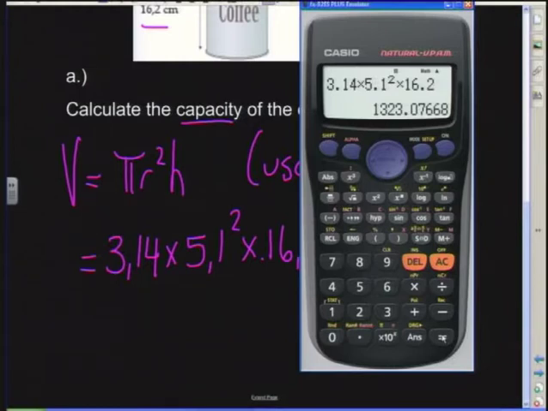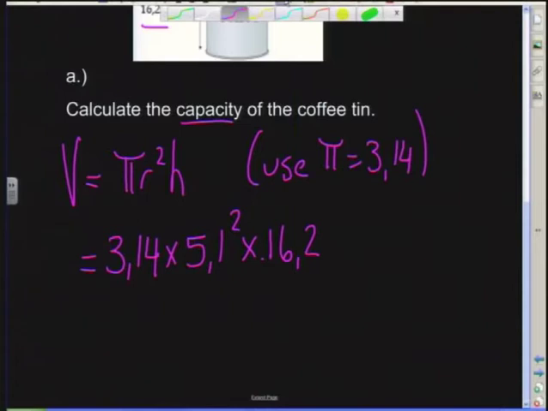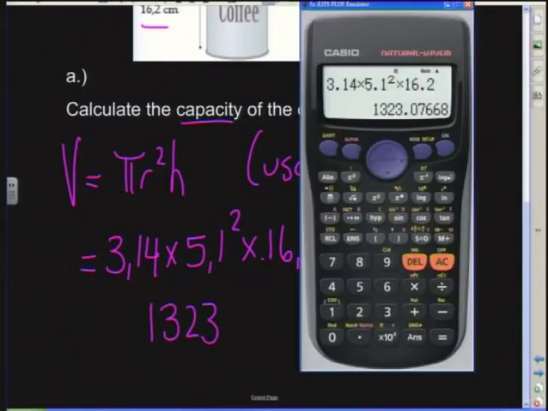1323,076. Now I want to talk about the rounding of this number. So let's write it out exactly: 1323,07668.